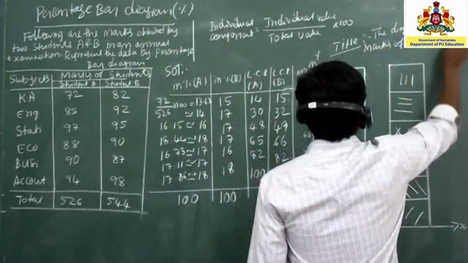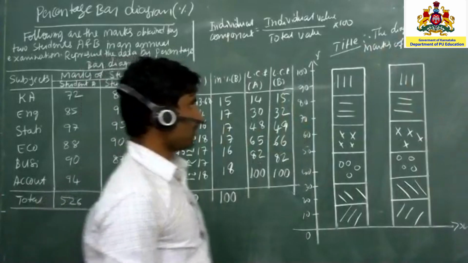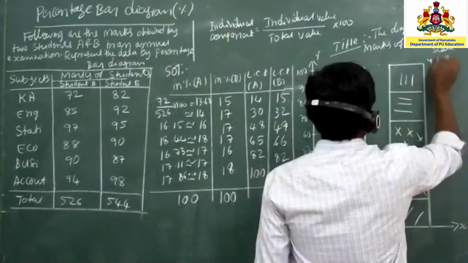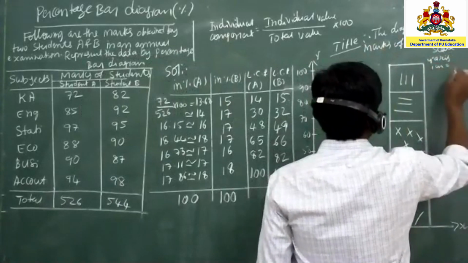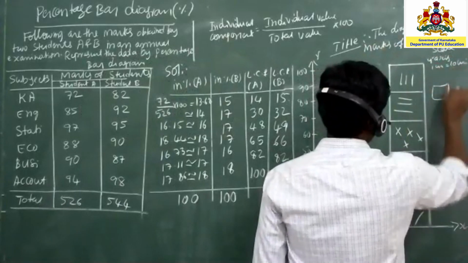Students A and B, marks of students A and B. And similarly, the scale on the y-axis: 1 centimeter is equal to 10 units, and the index is the same as it is.